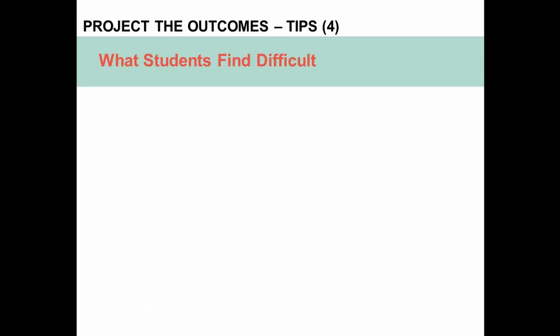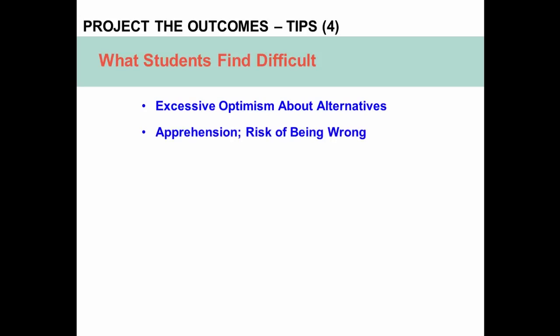Let's discuss what students tend to find difficult at this stage. First, because they've thought of their own alternatives, they often have excessive optimism about how well those alternatives will work. Projecting the outcomes means challenging your assumptions and ensuring that you're being realistic. Next, students are often apprehensive, simply because when we project the outcomes, when we try to predict the future, there is some risk of being wrong. And it's important to become comfortable with that risk, and that takes practice.